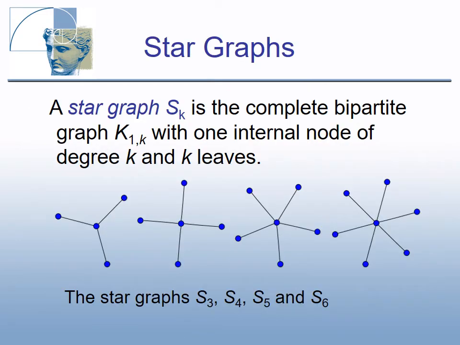And the last special type of graphs I wanted to mention is a star graph. As you can see, it is a special case of complete bipartite graph, capital K sub 1, k. There are a few examples of star graphs.